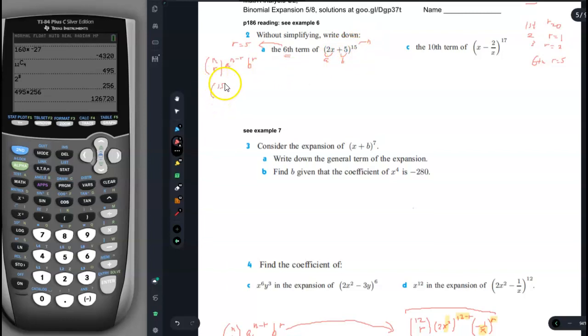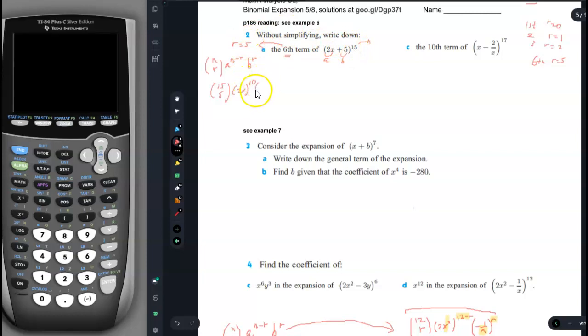So n is 15, r is 5 because 6 minus 1, right? a is 2x. n minus r is 15 minus 5, which is 10. b is 5, and the r value is 5. And we're pretty much done. We just need to simplify now.